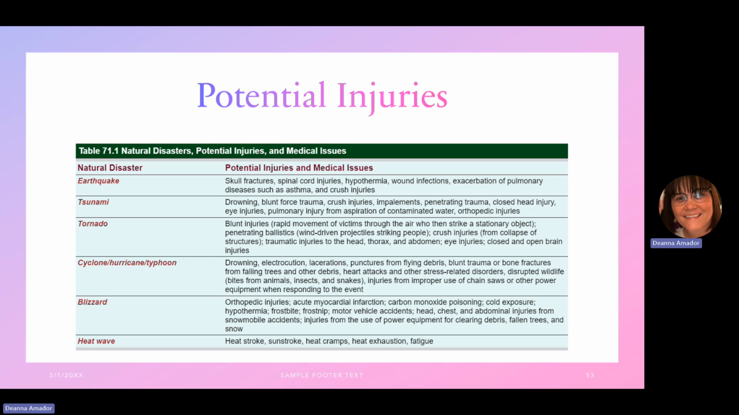Same thing as you go down, like with a blizzard. With a blizzard, you can have orthopedic injuries from people falling, acute myocardial infarctions, carbon monoxide poisoning. That makes sense to me with blizzards. Also motor vehicle accidents, frostbite, hypothermia, all of that would make sense with the blizzard.